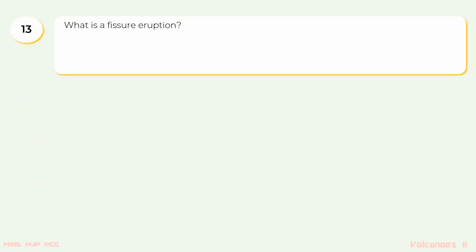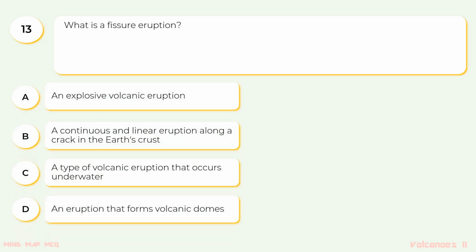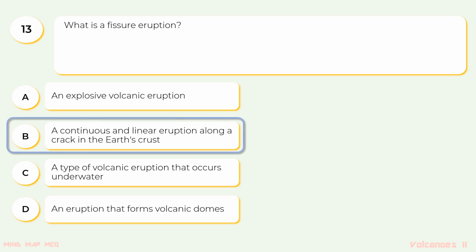13. What is a fissure eruption? The options are A. an explosive volcanic eruption, B. a continuous and linear eruption along a crack in the Earth's crust, C. a type of volcanic eruption that occurs underwater, D. an eruption that forms volcanic domes. The correct option is B. a continuous and linear eruption along a crack in the Earth's crust.